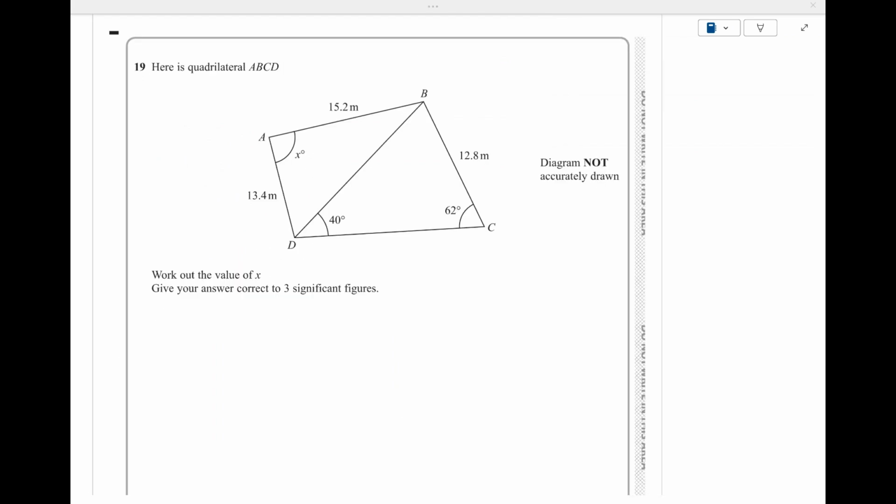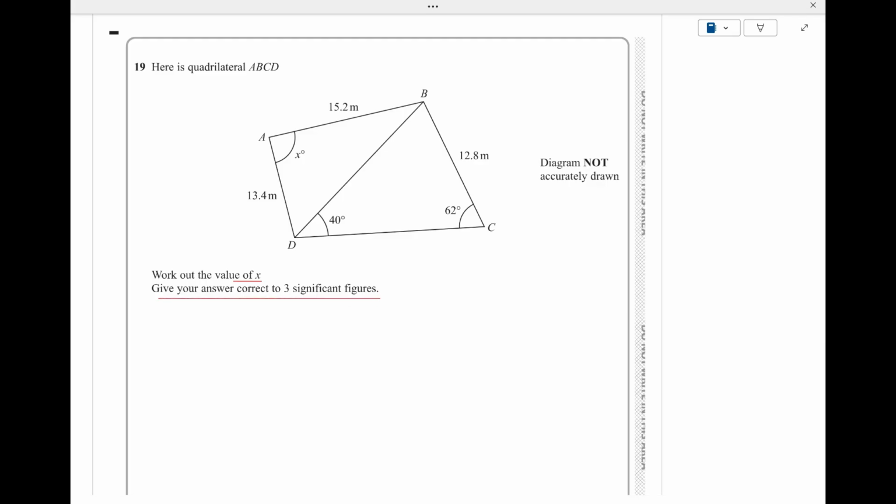Question 19. Now, let's have a look at this. I'm looking at the diagrams first of all, and I see a quadrilateral, and I see 2 triangles. I don't think they're right-angled, so I'm thinking sine rule, cosine rule, and area formula. Let's see. Now, the question simply says, here's a quadrilateral. Work out the value of x. Give your answer correct to 3 significant figures.